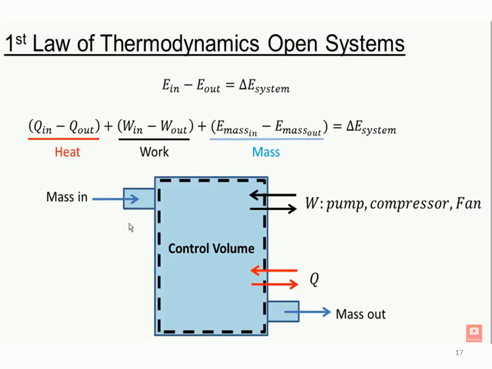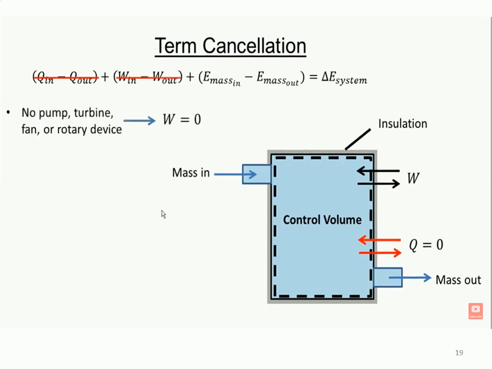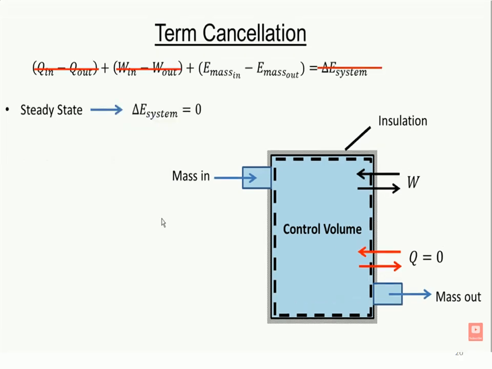First law of thermodynamics for open systems: the sum of change in heat, work and mass is equal to the energy change in a system. For an adiabatic process, Q is equal to 0. If there is no rotary device, work done is equal to 0. If the system is in steady state, then the energy change in the system is 0.